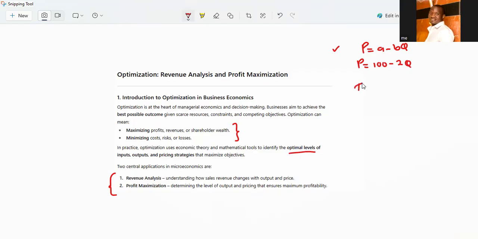Total revenue is simply found by multiplying the price times the quantity. Average revenue is found by dividing our total revenue over our quantity. Our marginal revenue is given by the change in total revenue over the change in quantity. If you're using calculus, it is given by dTR over dQ.